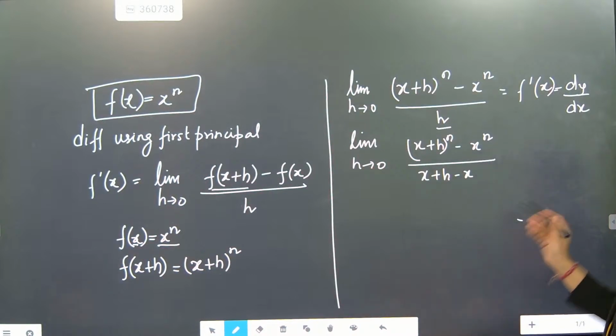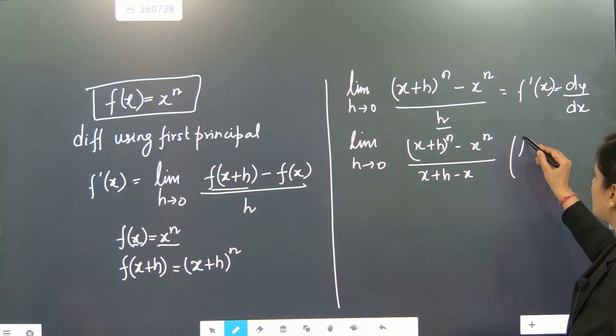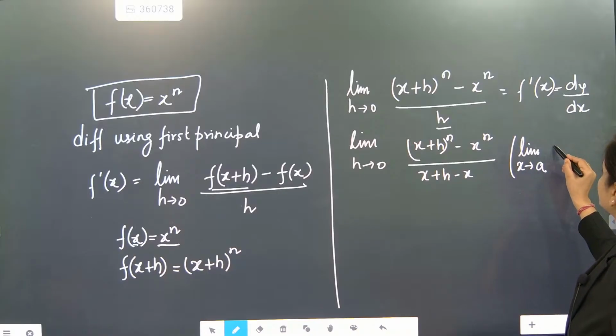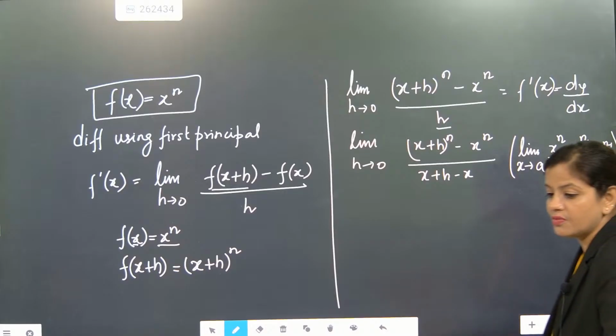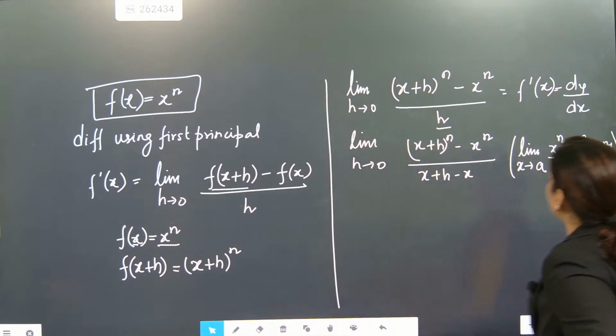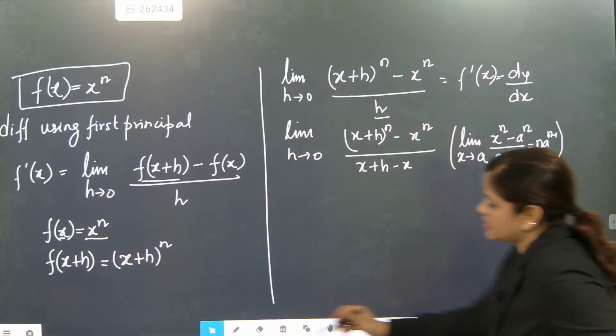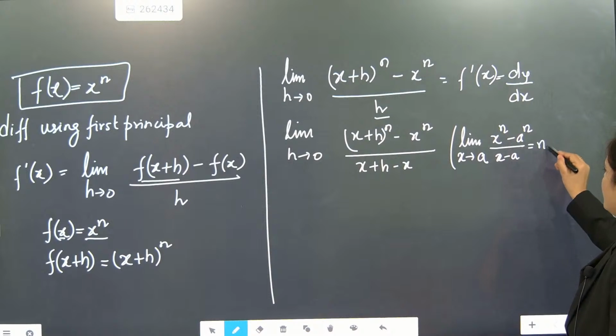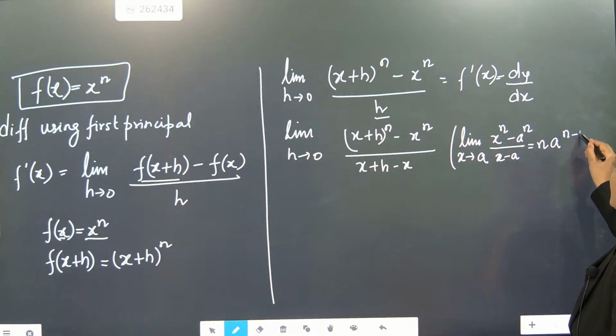That formula, in limits I taught you: limit x tends to a, x to the power n minus a to the power n by x minus a is equal to n a to the power n minus 1. This is the formula I taught you, beta, when I was teaching limits. How many of you remember this formula? Check this one out. First note it down.